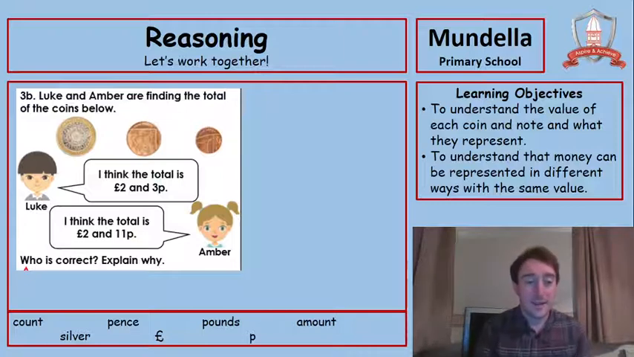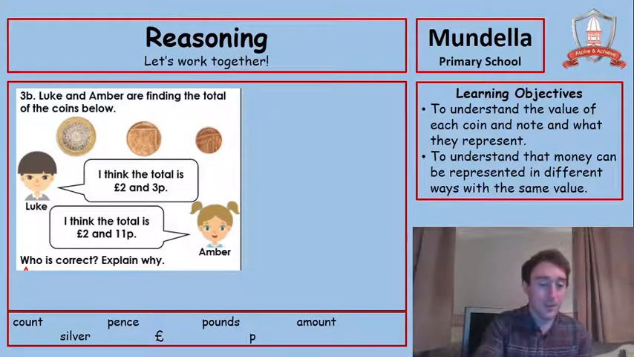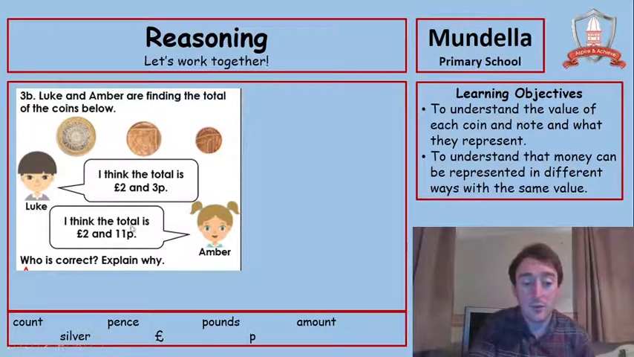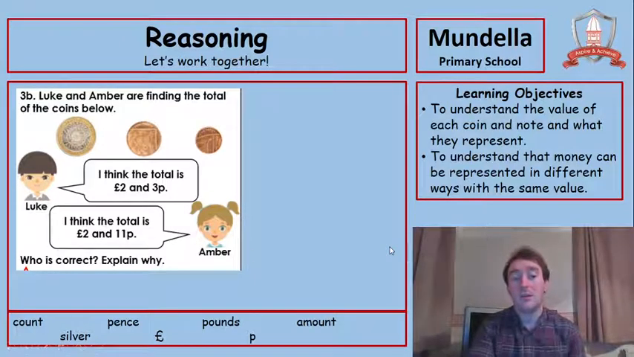So let's read it. It says, Luke and Amber are finding the total of the coins below. Luke says, I think the total is £2 and 3p. And Amber says, I think the total is £2 and 11p. Which one of them is correct, and can we explain why? I'll give you a moment.